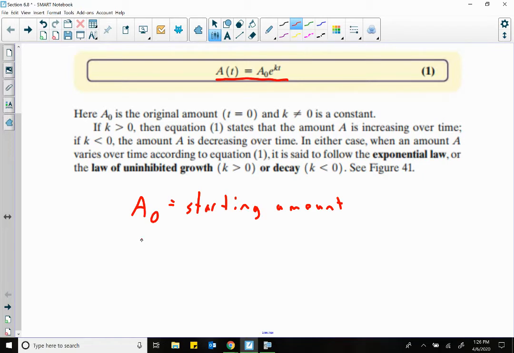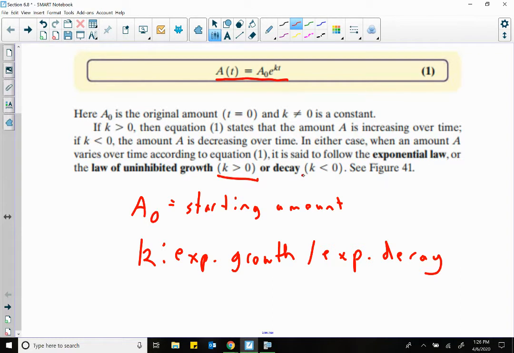Your K is what tells you about whether this thing is exponential growth or if it is exponential decay. The K determines that. And as you can see right here, it tells you when it is growth and when it is decay. So you are growth when your K is bigger than 0. You are decay when your K is less than 0. So in other words, a positive K, a negative K. Okay? Growth is positive, decay is negative.